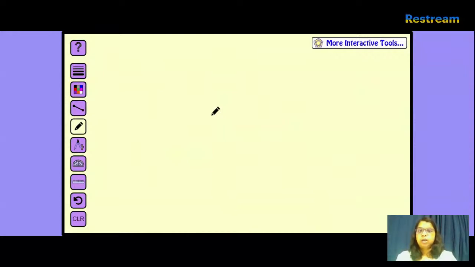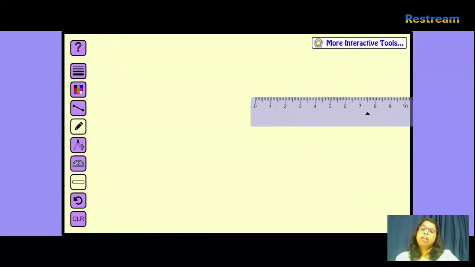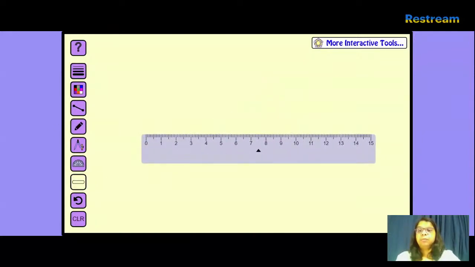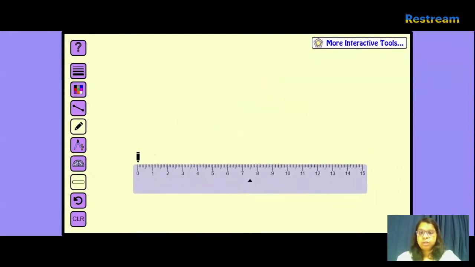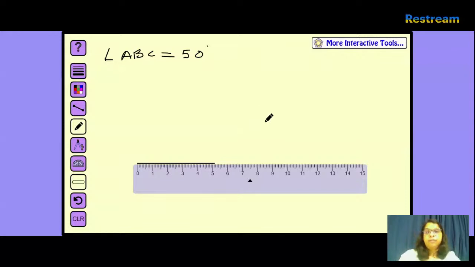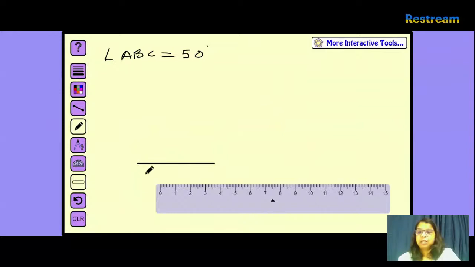Okay, so now we are going to do something called an angle bisector. Again, ruler and pencil are the most basic tools you can have. So take your ruler and draw an angle. Let's say my angle ABC is equal to 50 degrees. Half of 50 degrees is going to be 25 degrees. So I'm going to bisect this angle. This is, let's say, my angle side.